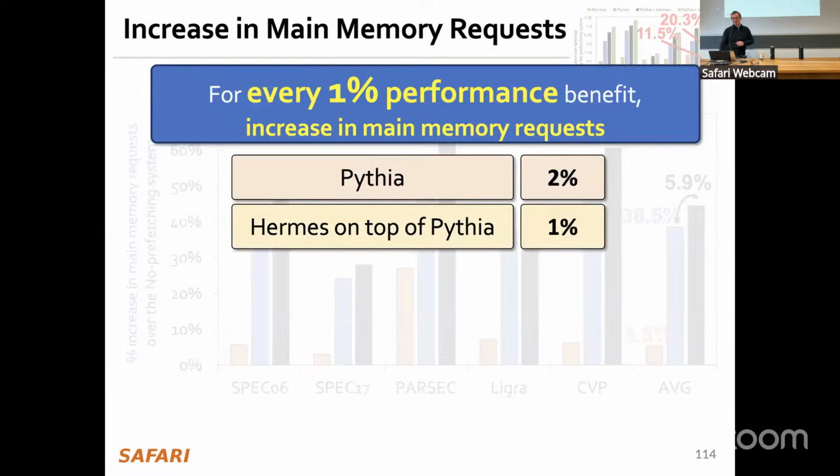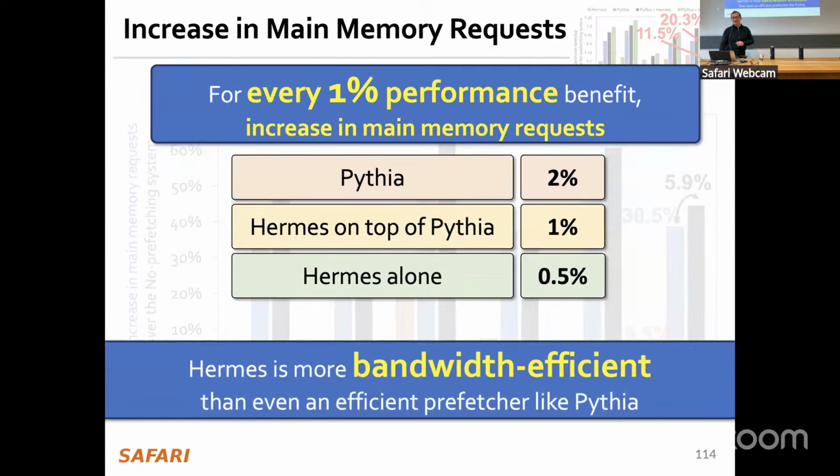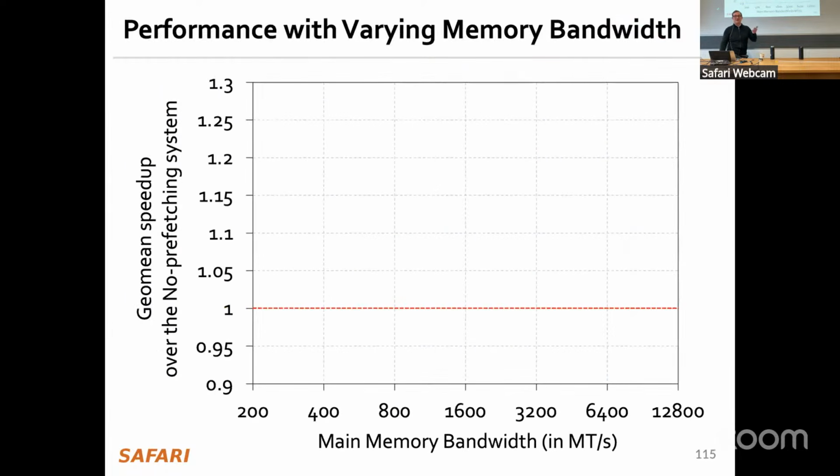Okay, so this is some summary basically. So it's a very bandwidth efficient prefetching mechanism compared to an efficient prefetcher like Pythia. And we have seen earlier that Pythia was quite efficient compared to other prefetchers, right? Okay, so it's good to develop these bandwidth efficient prefetching mechanisms because they actually perform better in multi-core as well.